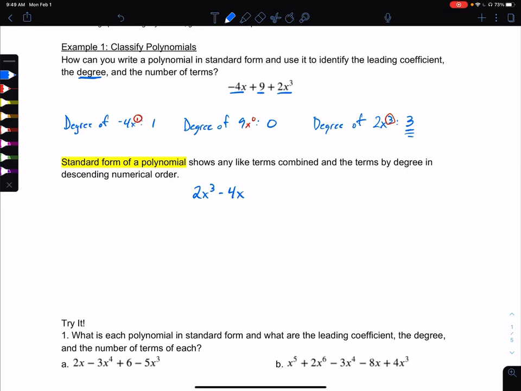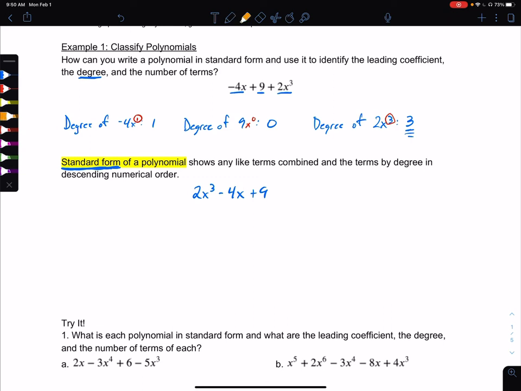And we don't have to show the 1 as the exponent. We could just say minus 4x. And then our constant would be our last term. So we'd have 2x cubed minus 4x plus 9. So that is our standard form. Right, you're always going to need to write these in standard form.